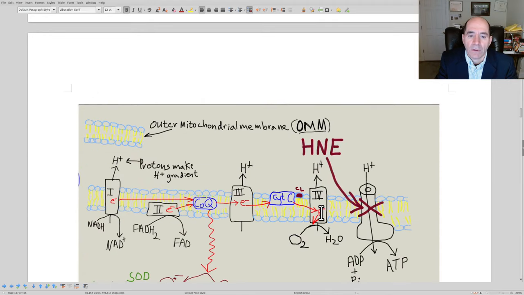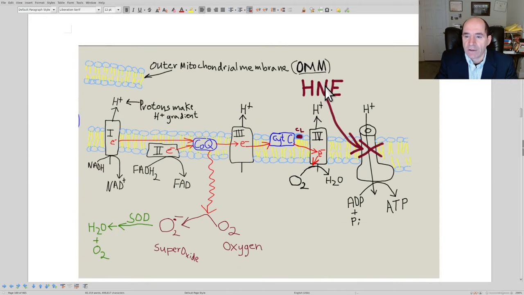Okay, so hydroxynonenal in and of itself can inhibit ATP synthase on the inner mitochondrial membrane. So this is a mitochondria. Here's the outer mitochondrial membrane, OMM, and the inner mitochondrial membrane, usually abbreviated IMM. These are the complexes. These ones pump protons into the intermembrane space, between the outer and the inner mitochondrial membrane, and they pump all these protons to establish a gradient.